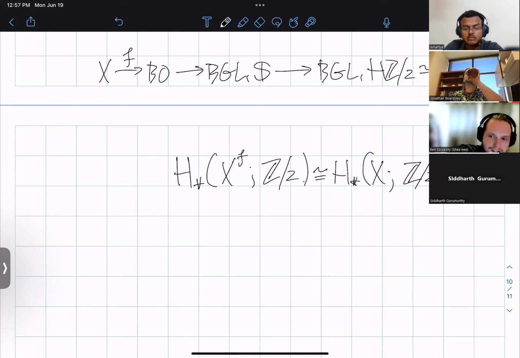This is a really dumb question. So there's some shifting in the grading in the classical case. How does that appear here? I brushed that under the rug.